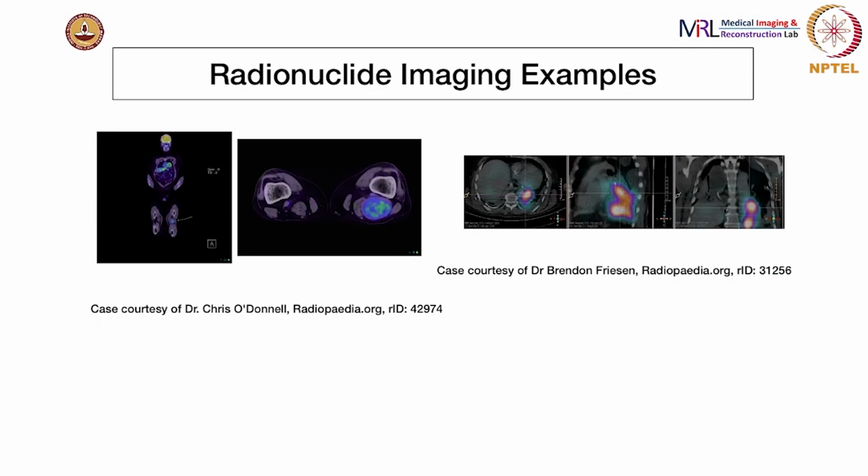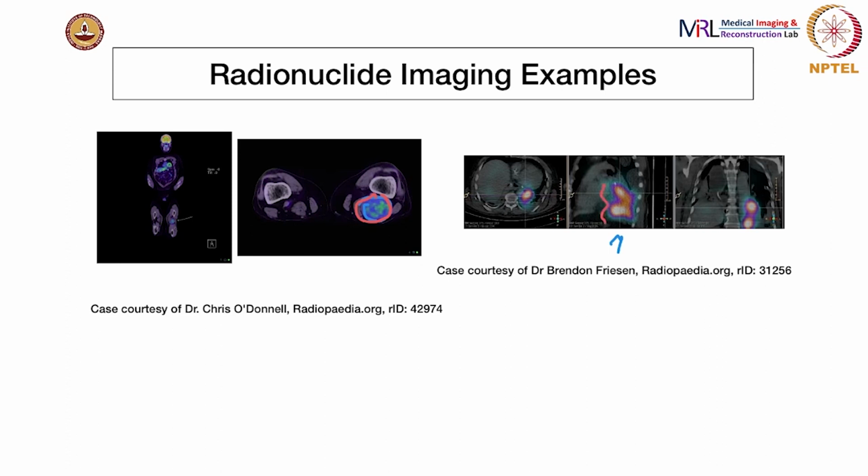Here are some examples of radionuclide imaging if you have not seen these already. On the left, I believe, is positron emission tomography imaging, and on the right is SPECT imaging. Here there is accumulation of radioactivity in the bone. I'm not going to do any diagnosis, I'm just telling you what the images look like. These images from SPECT have been superimposed on an anatomical CT image.